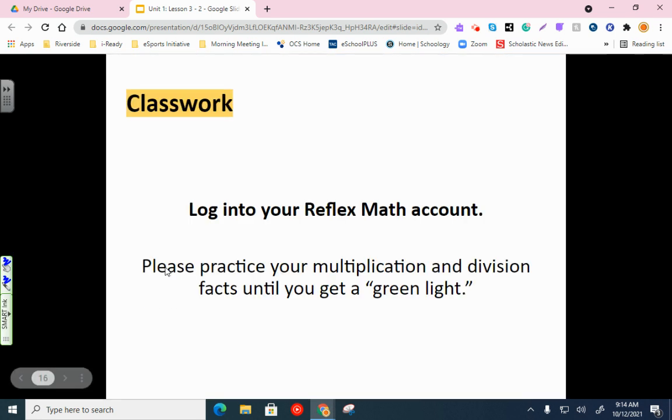Your classwork is going to be reflex math today. Go to the green light and get your daily goal, and that's all you'll have to do for your classwork for today.